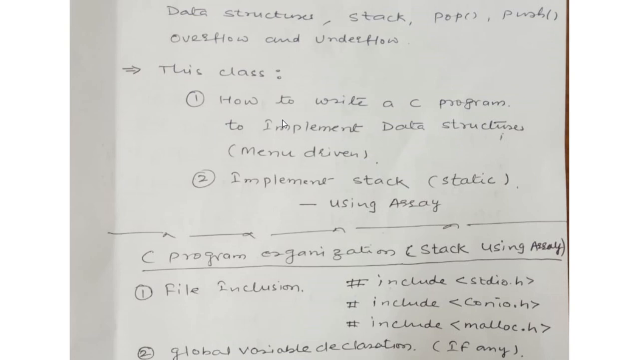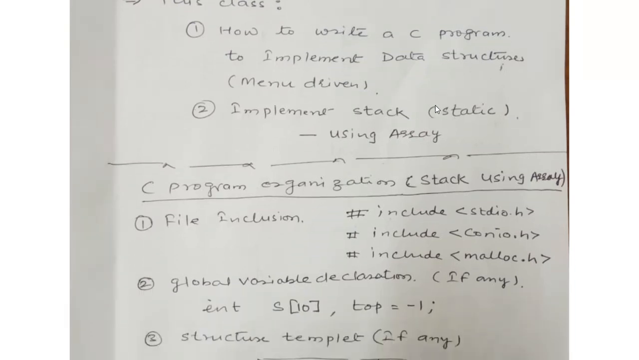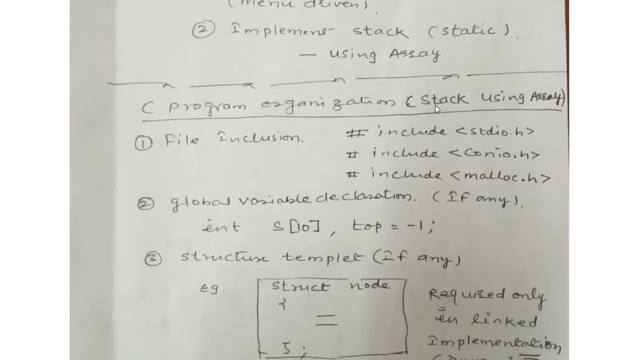So this class has an aim to how to write a C program to implement data structure, which is a menu driven program. That means that there will be a menu, you will enter the choice and accordingly the program will perform. Then implementation of stack, as I have earlier told you, is done in two ways: using an array, which is called static implementation, and using linked nodes, which is called dynamic implementation.